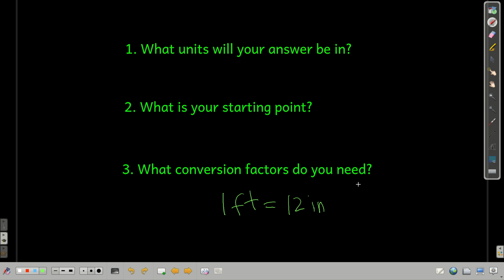What I'm going to ask you to do is always write these as equalities, not as a ratio. I mean, you could say there's 1 foot per 12 inches, but there's a reason that I'm going to ask you to not do that, but rather write it as an equality like this. All right, so these are the 3 steps. Make sure you know what they are.